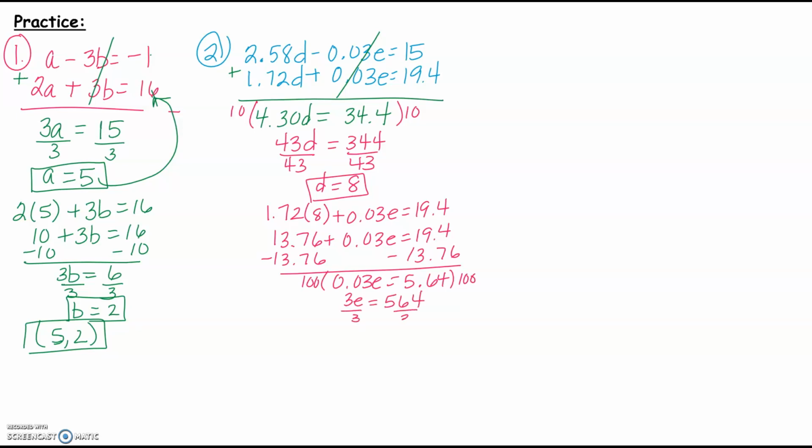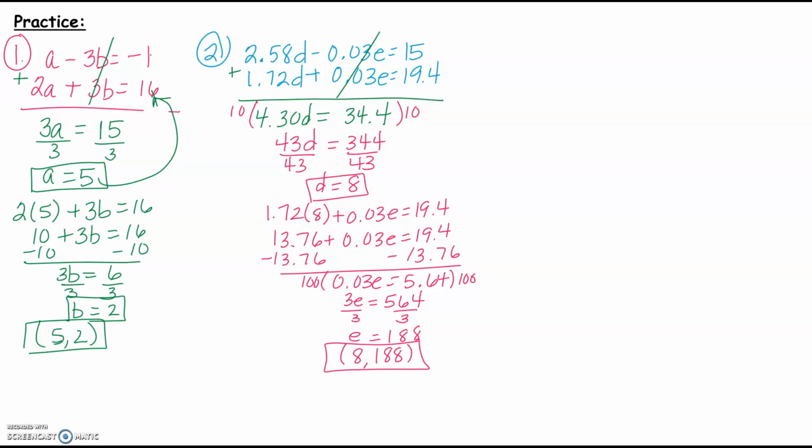And 3 also goes into 564 evenly. It goes in 188 times. We write our solution alphabetically, so D is 8 and E is 188. You could plug that in and check, and that should work. All right, hopefully so far so good.